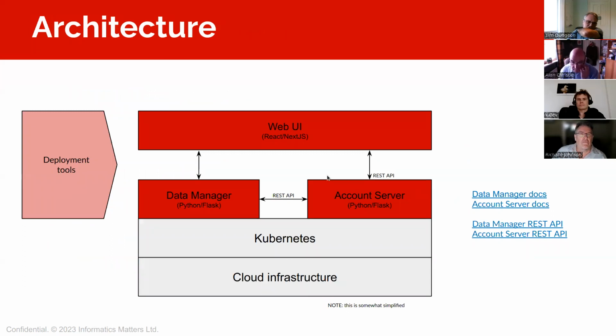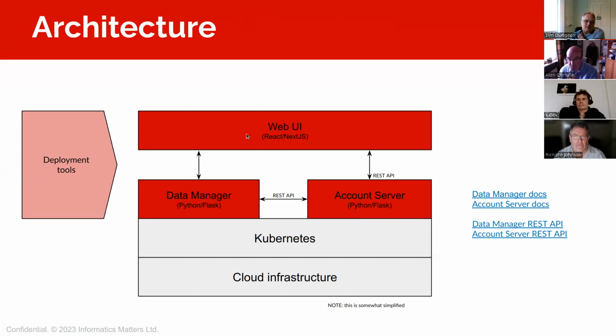The architecture of the application is like this. This is significantly simplified, but we have two back-end services or back-end applications: Squonk Data Manager and the Squonk Account Server. Data Manager is basically where the science goes on. Account Server is basically where the business goes on. So the Account Server is where your organizations and units and things are defined and where the accounting is done. The Data Manager is where you manage your data and you run your jobs, you run your applications. Those are all accessible through REST APIs, and they communicate with each other through a REST API.